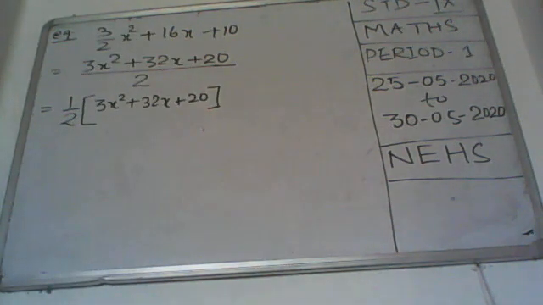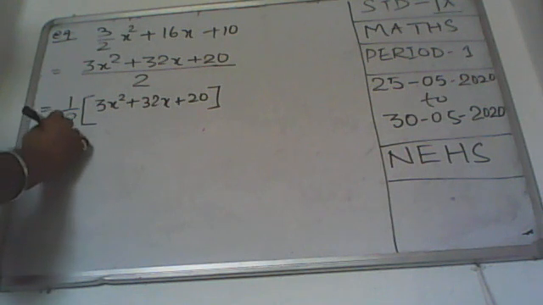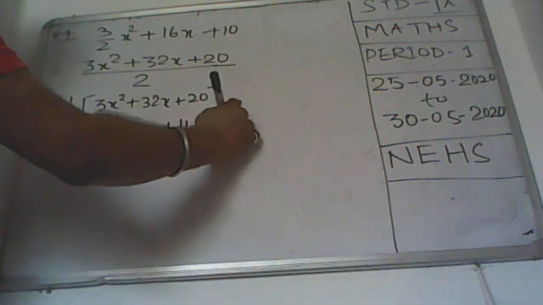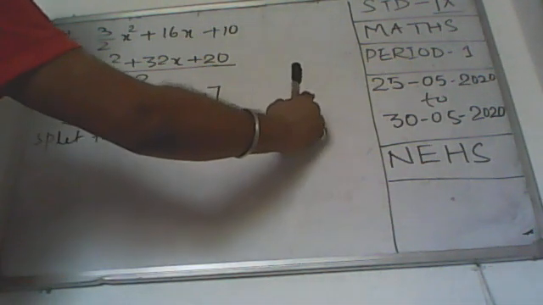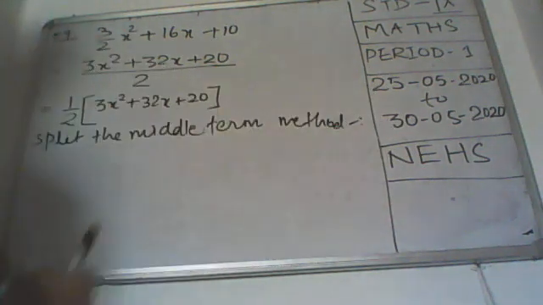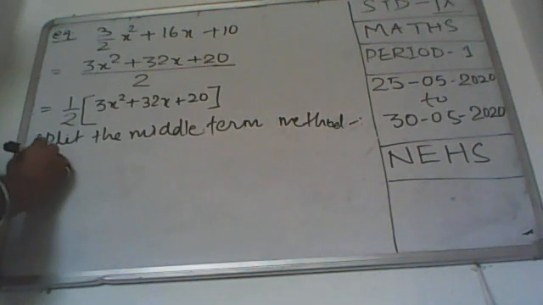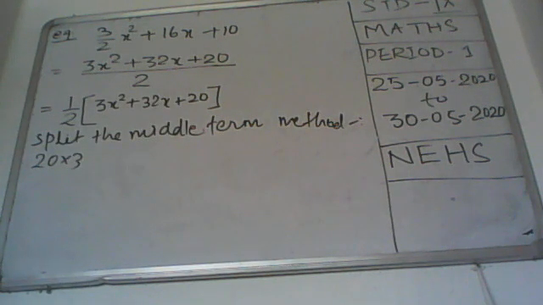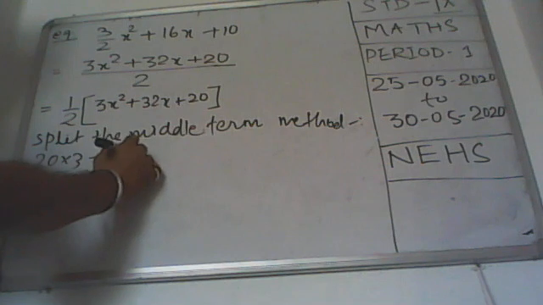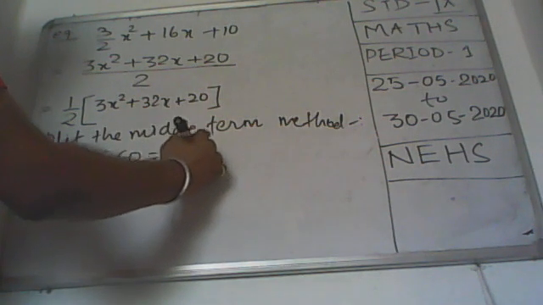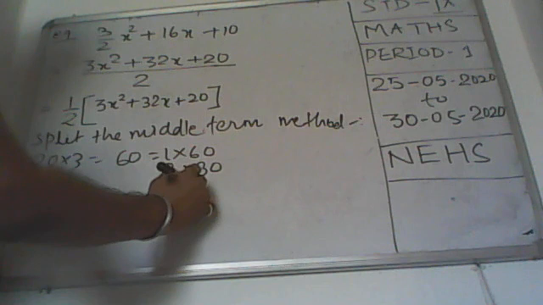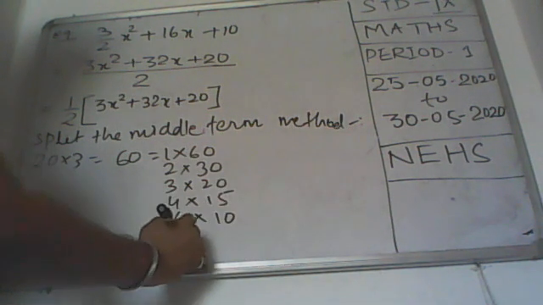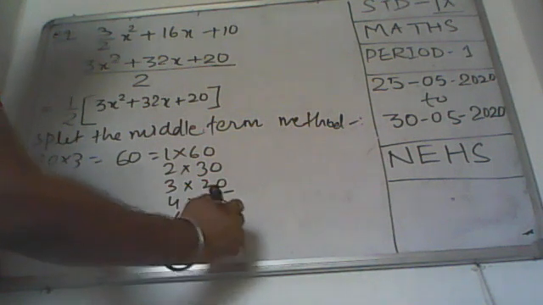Now with the same steps, split the middle term. What is that method? First of all, you multiply 20 into 3, the constant and the coefficient of x square. So this will give me 60. So 60 can be written as 1 into 60, 2 into 30, 3 into 20, 4 into 15, 6 into 10 and 5 into 12.